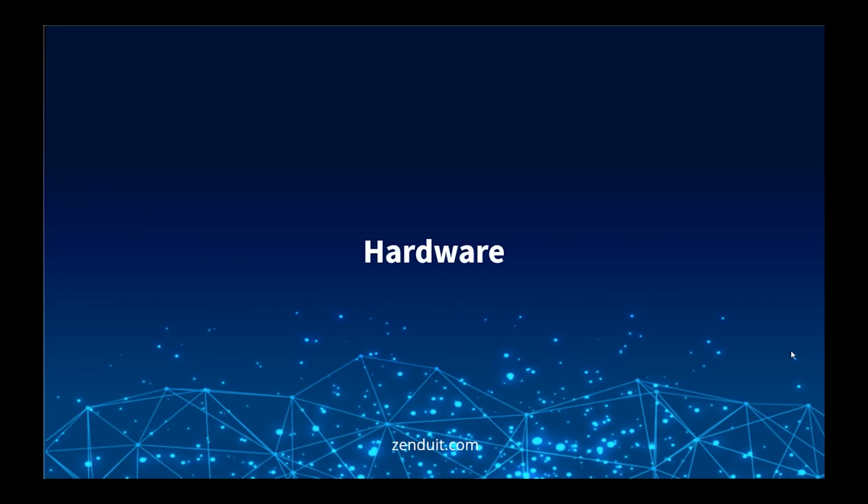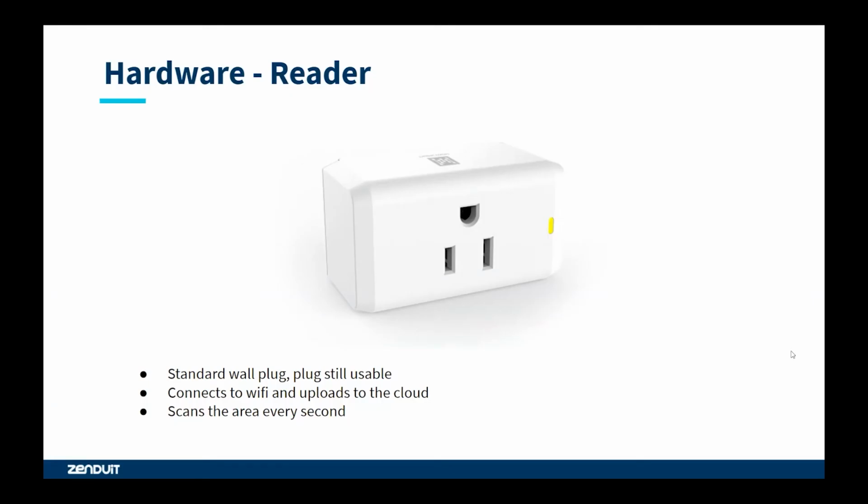So what does the hardware actually look like for these? The first one would be the reader. The reader is a standard wall plug. It plugs into the wall. The plug on the front is still usable as a normal plug for anything else. It's not affected, so you don't lose plug space.